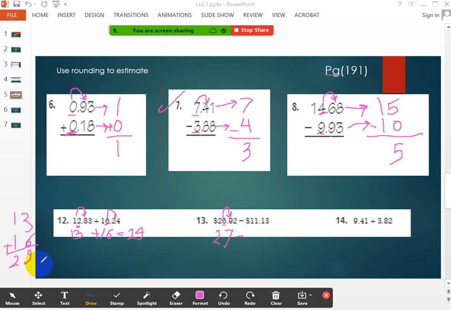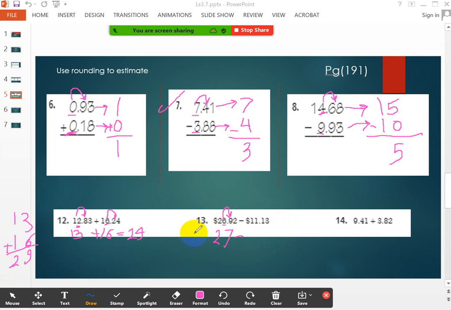11.13 hundredths. Okay, girls, if I ask you to open your mic and you didn't, that means you will take a minus. Yes, Fatima.